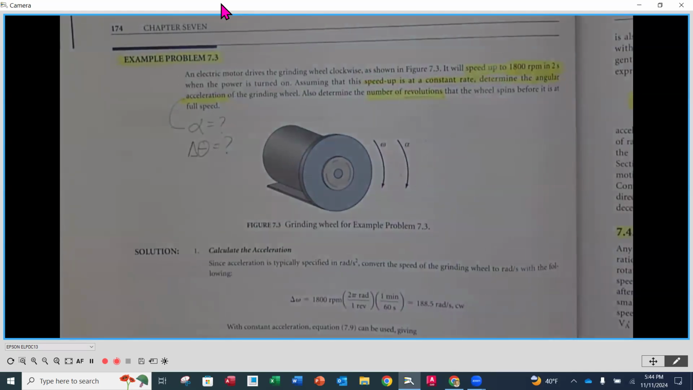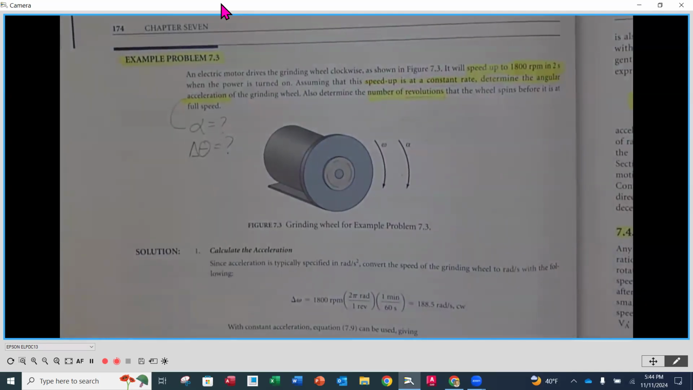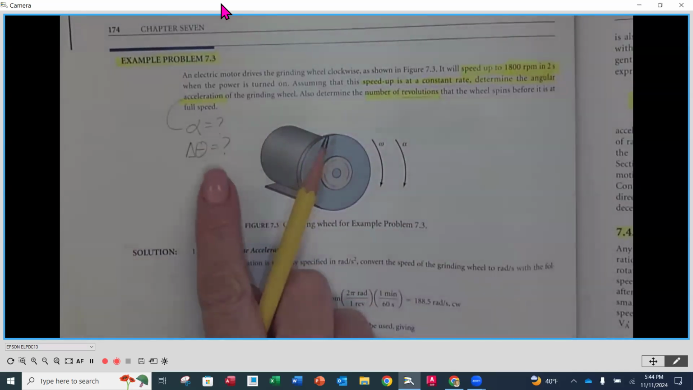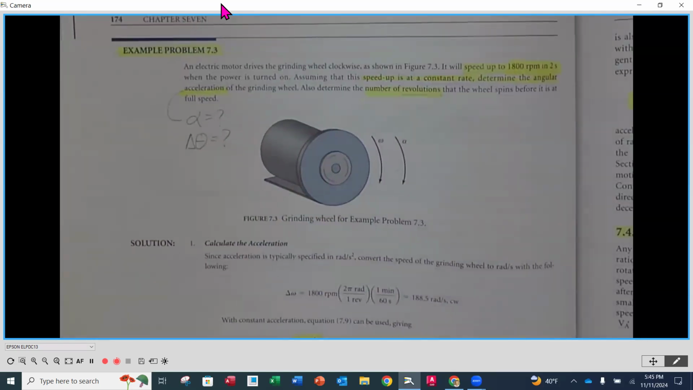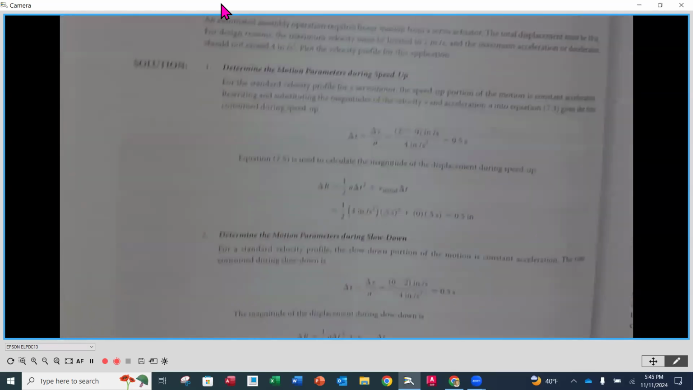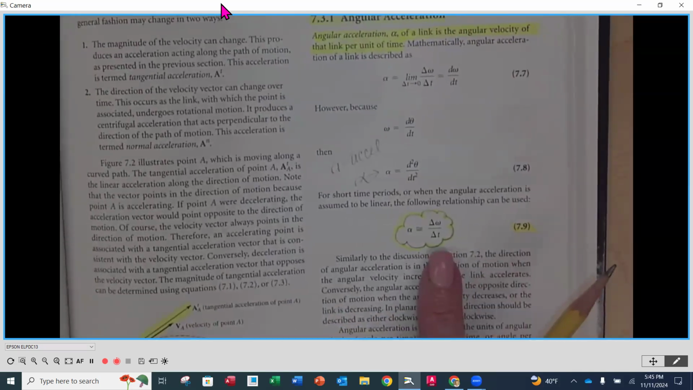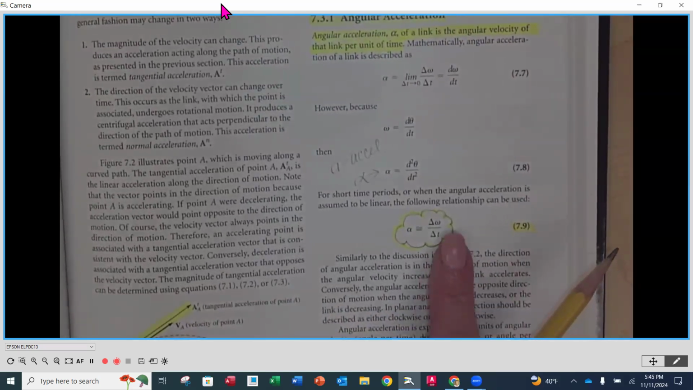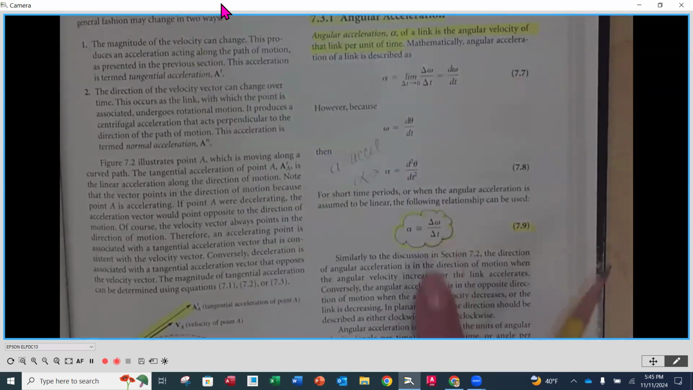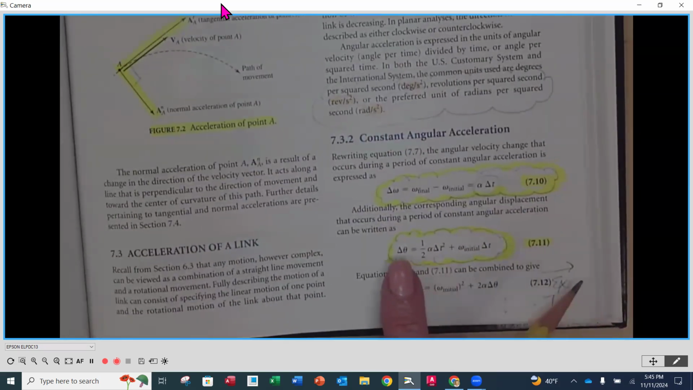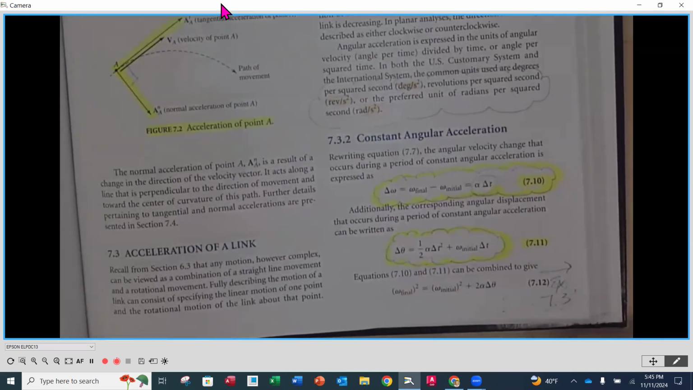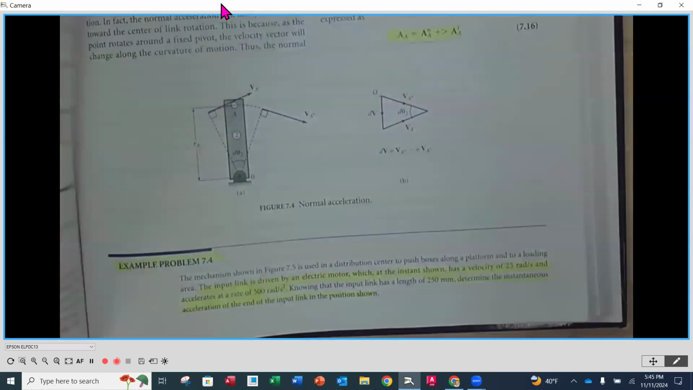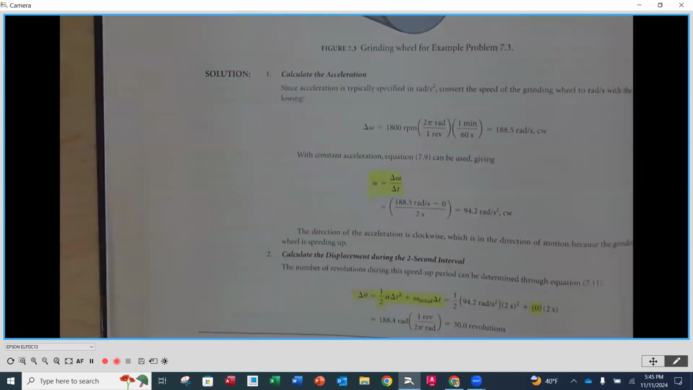As we look here, you're going to notice that we want to find alpha and we want to find the change in angular displacement. That's what theta is referring to, an angle. The two equations that we have were on the previous page. The first one was 7.9: alpha, the angular acceleration, is equal to the change in rotational speed divided by time. And then the other equation that we're going to use is right here. So this is example 7.3.